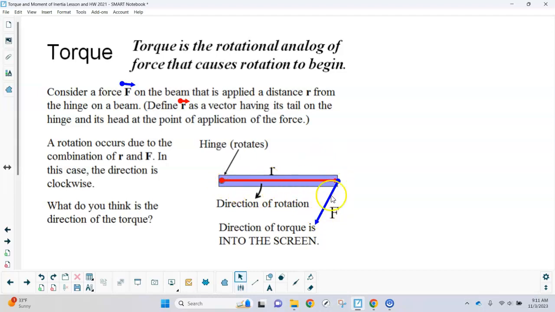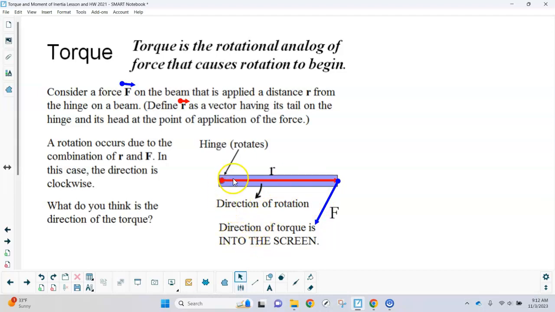You push or pull at one end, it rotates at the other end. The amount of force you apply, that's F. R, which is known as the lever arm, is the distance from the point of rotation to where you apply the force. Then there's also the factor of the angle that you apply it at. Those things impact the amount of torque. We'll get to the equation in a second.